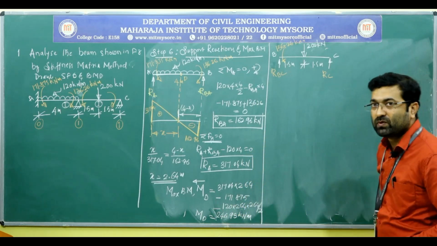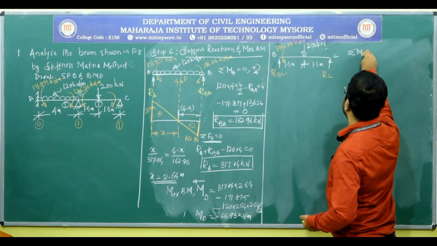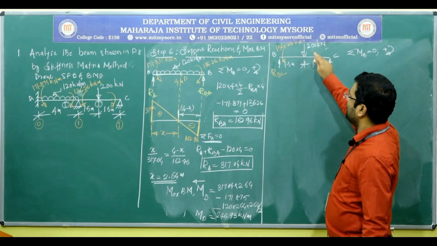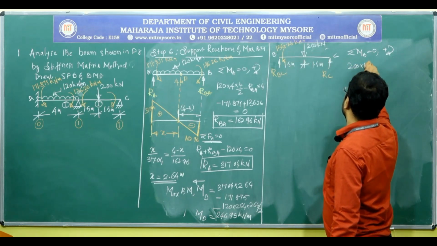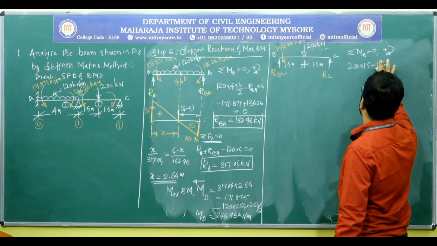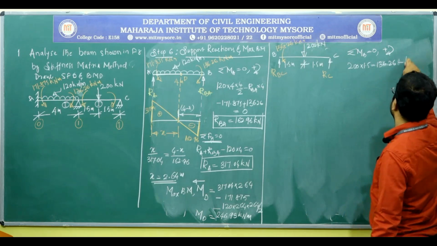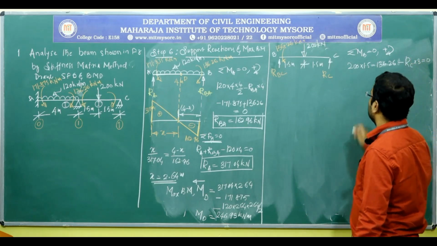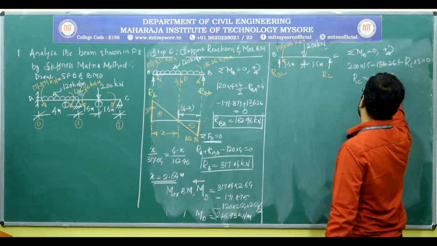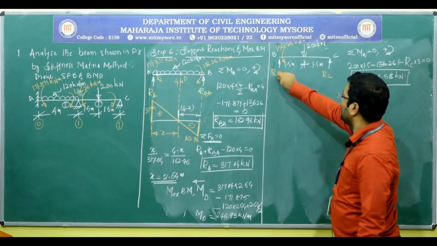Again, to determine these two support reactions, I need to impose the equilibrium conditions. So if I impose the equilibrium condition, that is, the algebraic sum of moments at B must be equal to 0, considering clockwise as positive, then this 200 kilonewton creates a clockwise moment. So 200 into its perpendicular distance 1.5, minus we have an anti-clockwise moment, 136.26, minus this RC creates an anti-clockwise moment. So RC into 3 is equal to 0. From this we will be able to determine RC as 54.58 kilonewton, right?